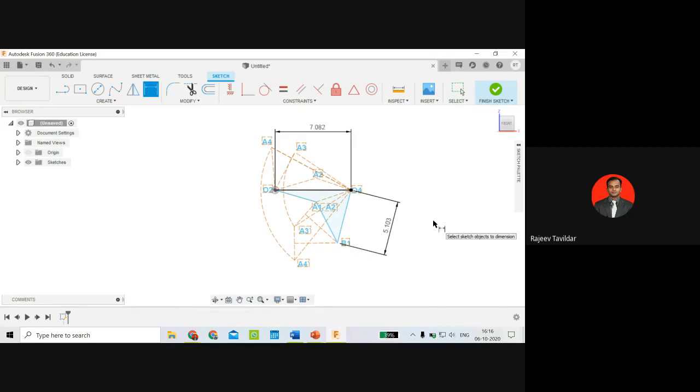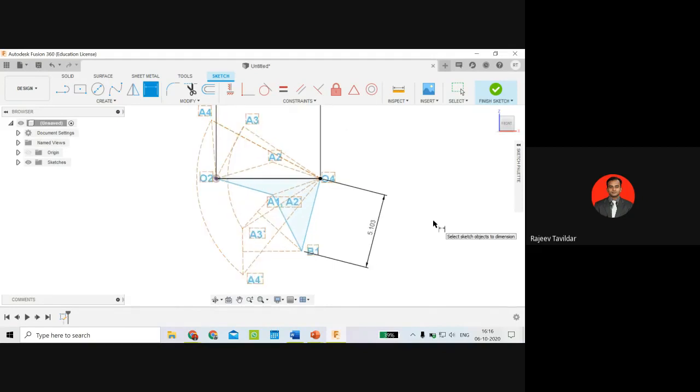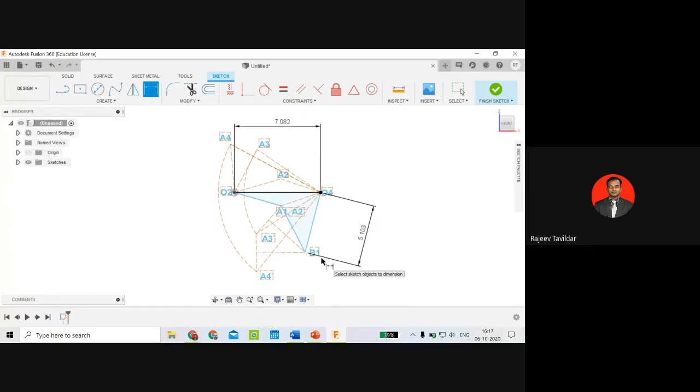Can anyone tell me what is the link length A1, B1? You answer this and then I'll measure it. The link length A1, B1. 4.15. Okay, what I'm getting in the software is 4.3. Close enough. And of course, O2A1 is already what we have assumed it as 4 centimeters.